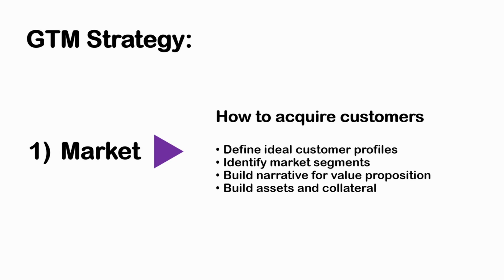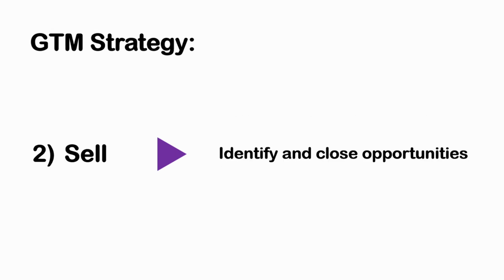This is where the competitive dynamics also come in. So understanding your key competition and the strengths and weaknesses of your product versus theirs makes the math and the buying decisions for your customers much easier. And then obviously you really need to build some strong assets and collateral that will be used by your marketing and sales teams. Then number two is about selling, which really is identifying and closing opportunities.